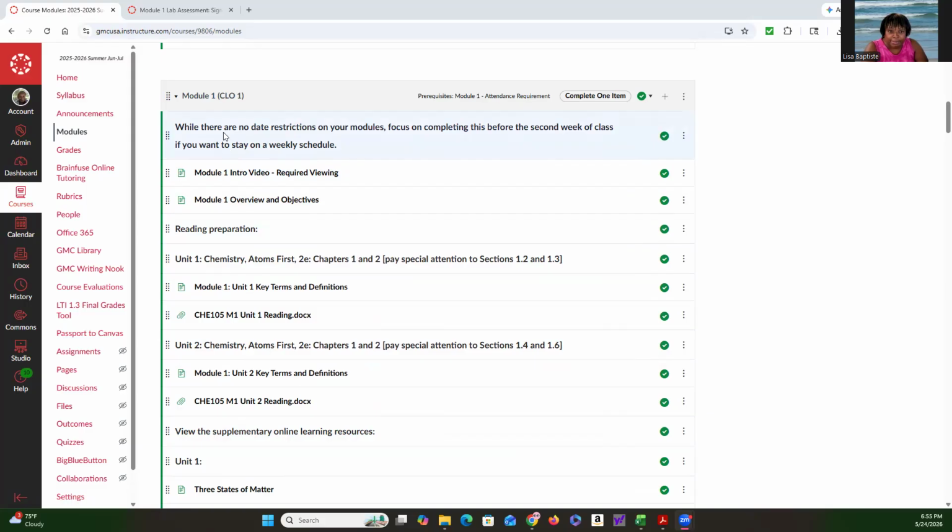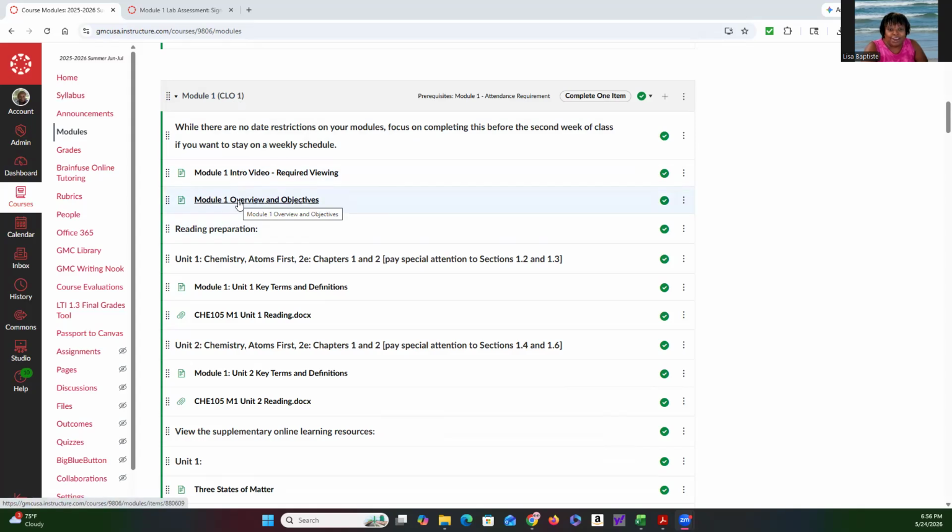And for the disclaimer, while there are no date restrictions on your modules, focus on completing this before the second week of class if you want to stay on a weekly schedule. And so each module will have a CLO, and that stands for Course Learning Objectives. And the course learning objective for this module will be number 1. And you can find all the course learning objectives in the syllabus.